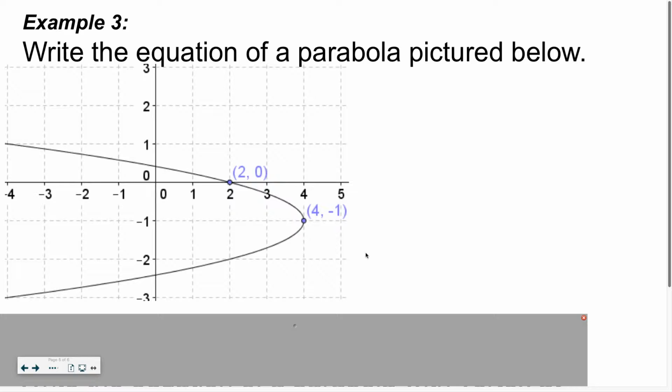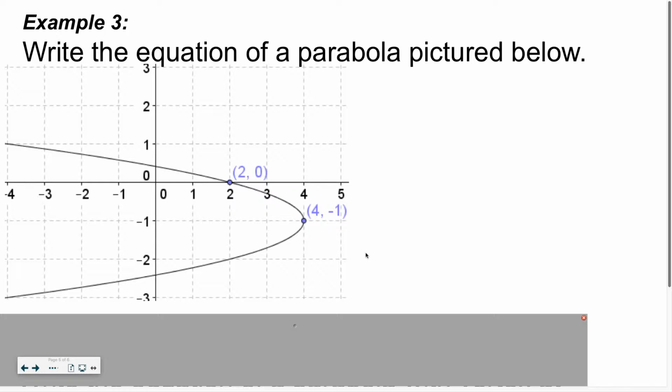You don't actually know that that's where the focus is. That's not necessarily me counting up. That's just a point on the parabola. You don't know where the focus is. So we don't know that it's on the line. But P is not 2. You have no idea where the focus is. You have no idea where the directrix is.